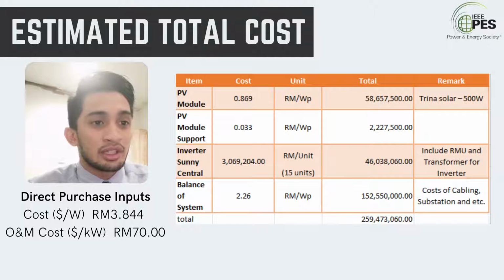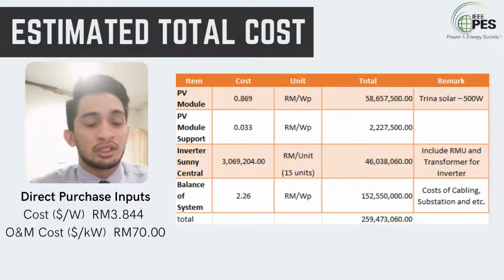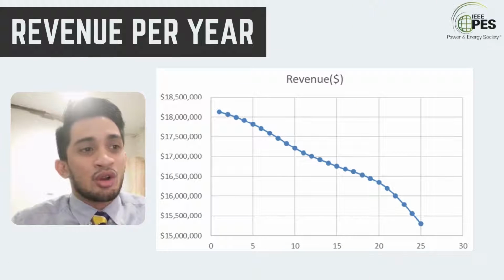The operation and maintenance, including land rental cost, is 70 ringgit per kilowatt peak per year. The levelized cost for this project over 35 years is 0.17 cent per kilowatt hour. We go to the next slide.